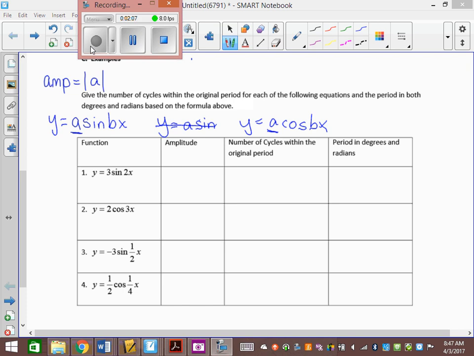The a value, that vertical stretch. Because if your graph was like this and you stretched it vertically wider, it'd be like this. Or you stretch it vertically narrower, it'd be like this. So your amplitude would change based on your vertical stretch, and that's it. So amplitude is the absolute value of a.